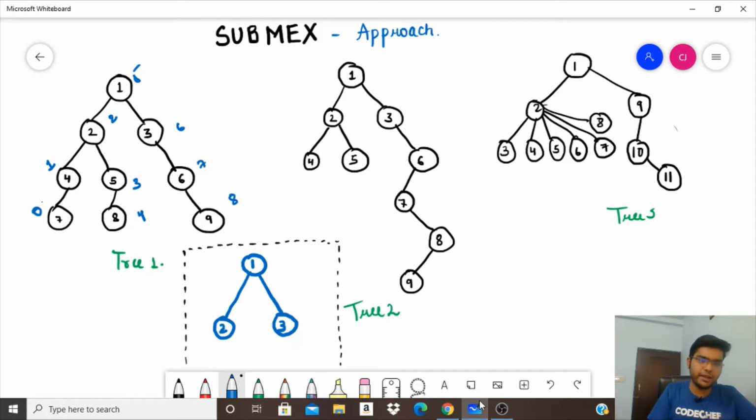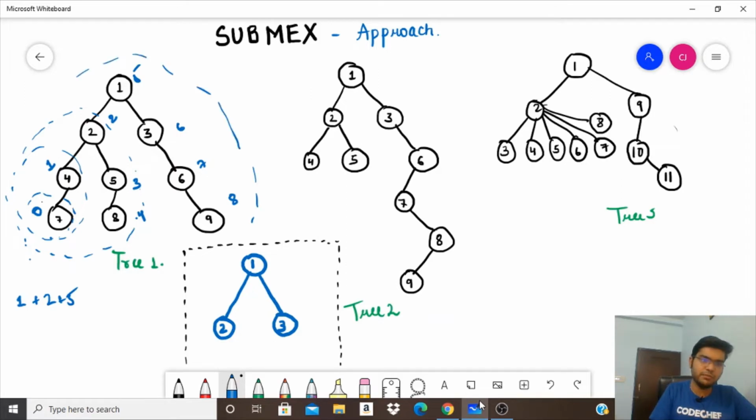So what is the value of the max that we are getting? If we consider this subtree, then the value of max will be 1. This particular subtree, the value of max will be 2. This particular subtree, right? All the child nodes must be included from the parent node. So this particular subtree, the value of the max will be 5, and for this particular subtree, the whole subtree, the value of the max will be 9, right?